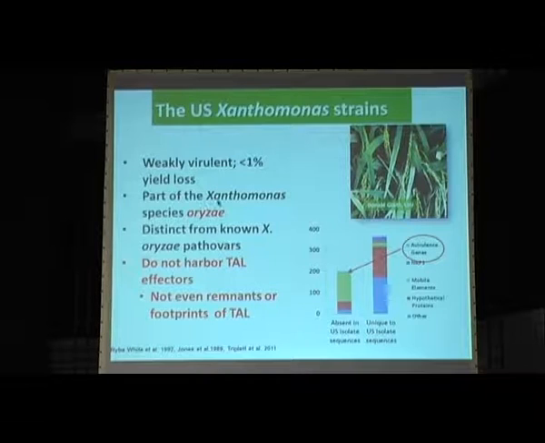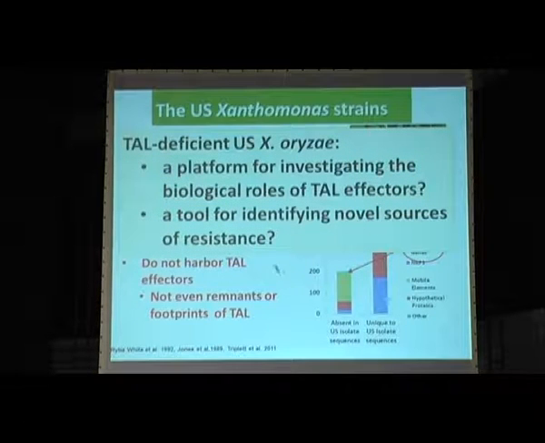So with the advent of genome sequencing, we were able to sequence a number of strains very quickly, and we found out a lot of very interesting things, but what's most important to my story today is that these U.S. strains, which are weakly virulent, do not contain any TAL effectors. They're totally deficient. They don't even have remnants of the genes. There's no footprints, there's no trace of them ever having any TAL effectors in their genomes. So we got to thinking that maybe these TAL-deficient U.S.